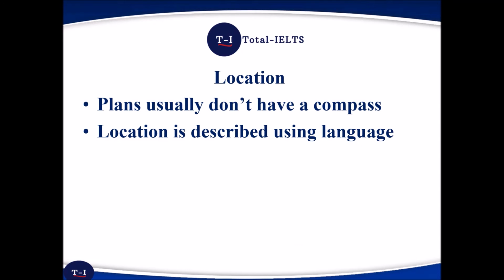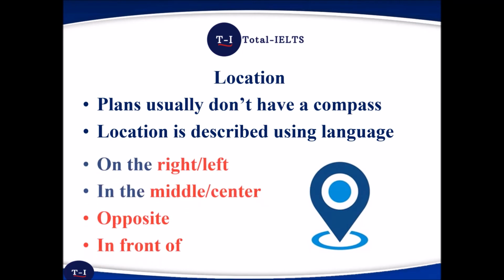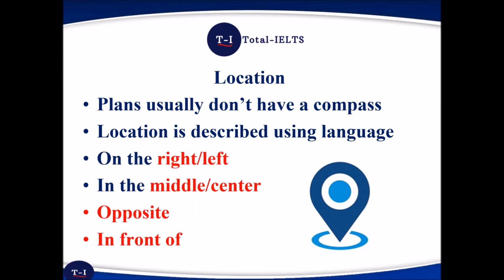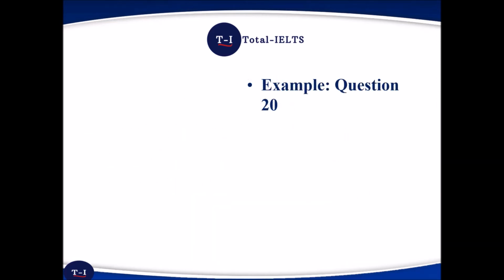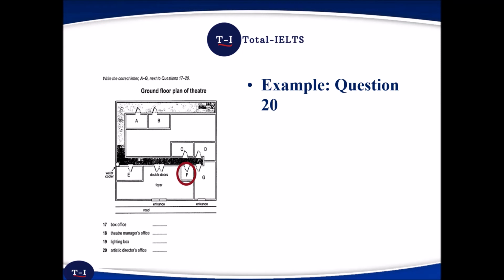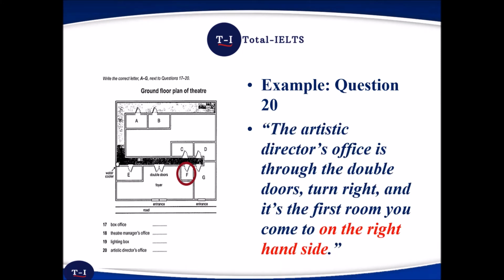For location, plans usually don't have a compass, so location will be described using different language. For example, on the right or left, middle or center, opposite or in front of. Here, for example, in this plan, the recording says the artistic director's office is through the double doors, turn right, and it's the first room you come to on the right hand side.